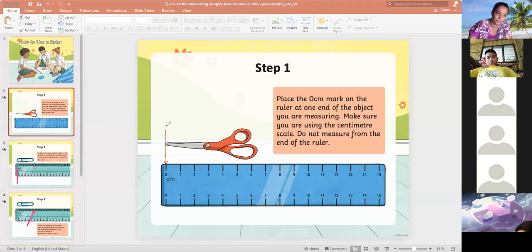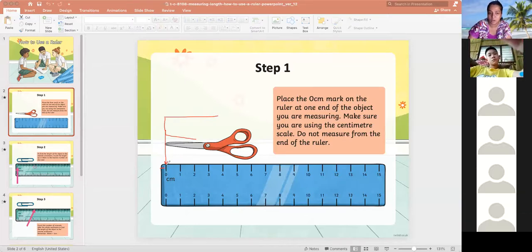You don't start your ruler here. That wouldn't make sense because there's this extra space here which is not measured. So this is a little awareness that you should have. When you want to measure something, always start at the 0.